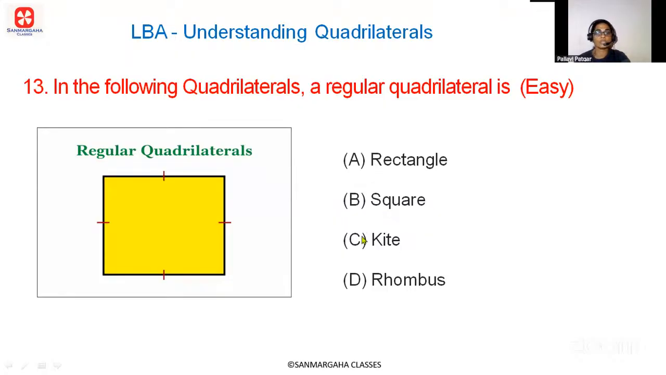So C, kite usually has two pairs of equal length sides that are adjacent to each other. Okay, it does not have all sides or all angles equal. So this also is not a regular quadrilateral. So rhombus has all four sides equal, but its angles are not necessarily equal.